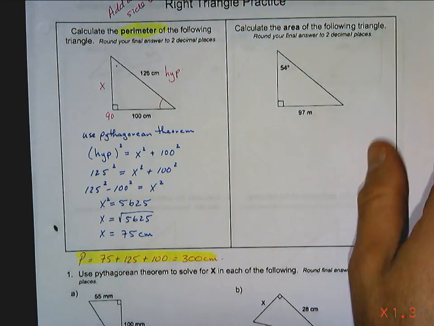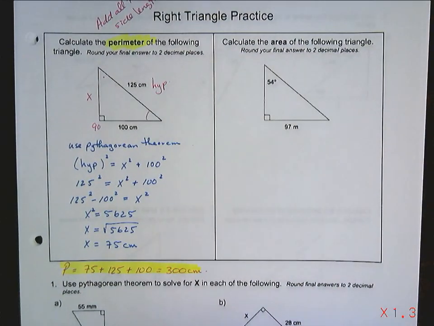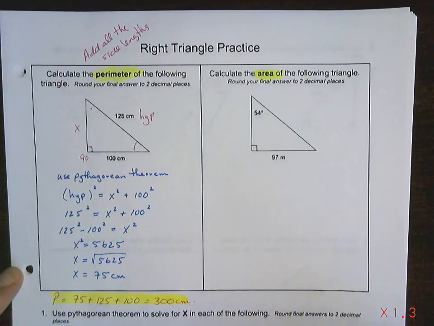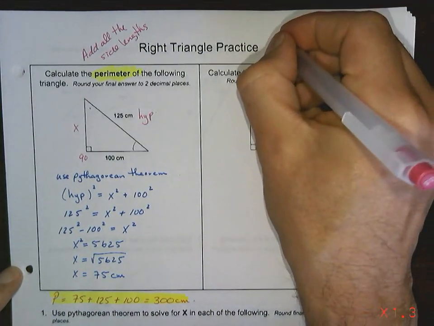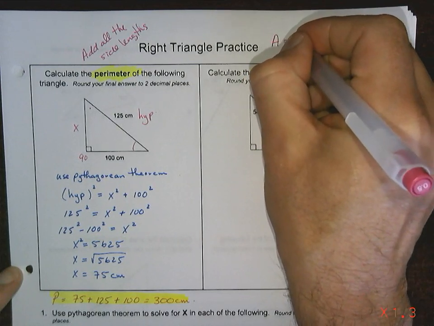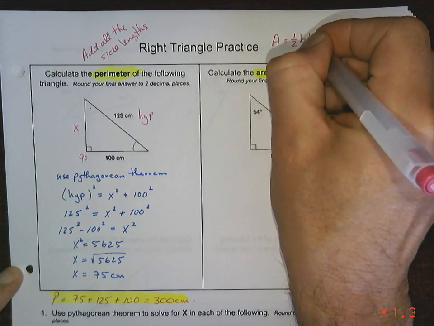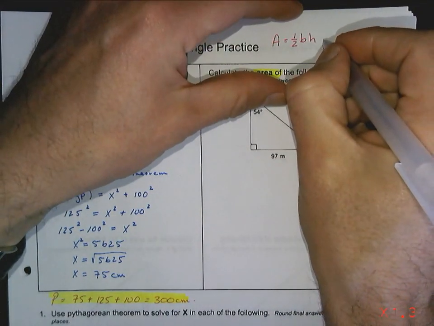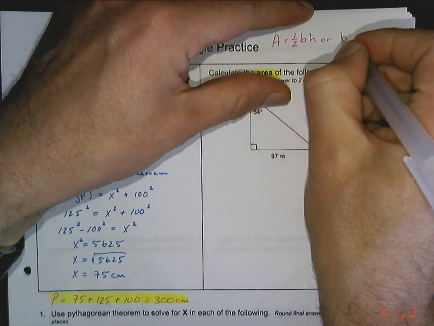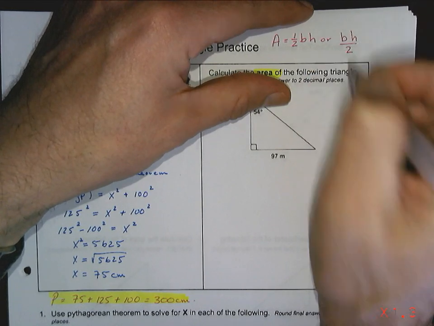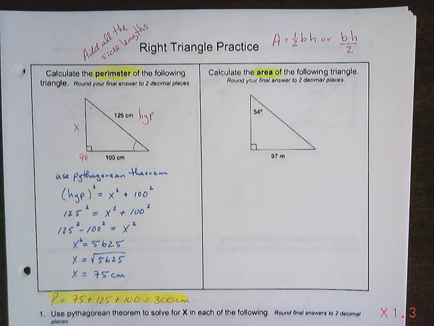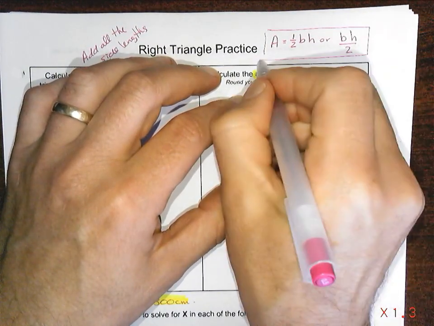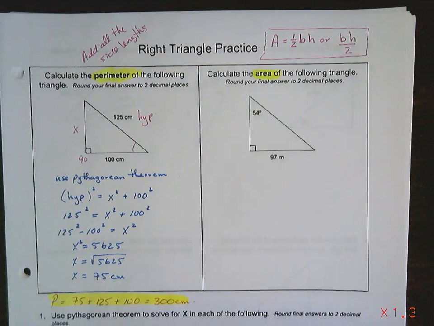The next question, it's asking us for the area of a triangle. Now, you should know the formula for the area of a triangle. The area of a triangle is given by 1/2 base times height. Or, depending on your teacher last year, sometimes you might have seen it written like this. Base times height divided by 2. Both are good. Not a problem with either one. Just a different way of showing the same information.